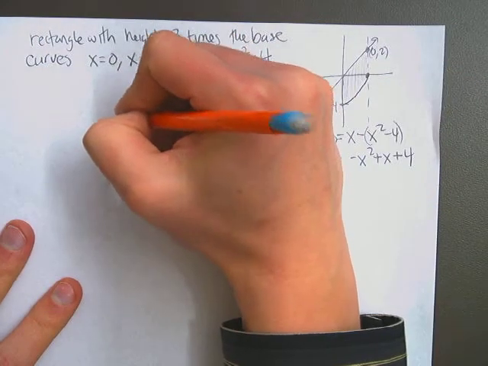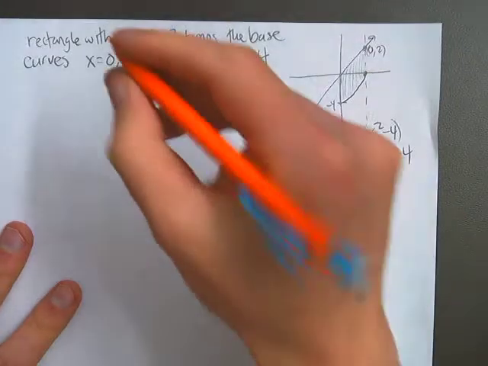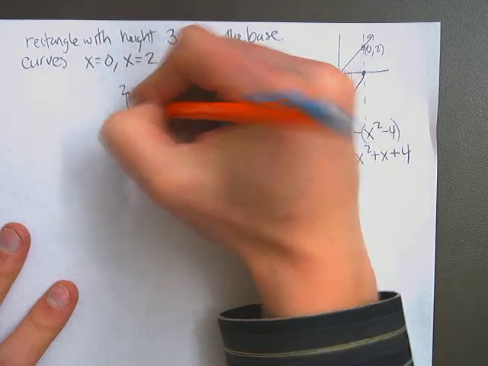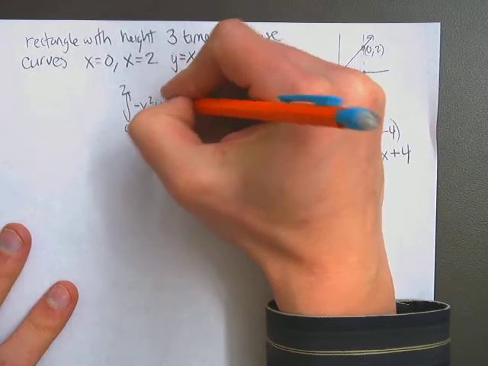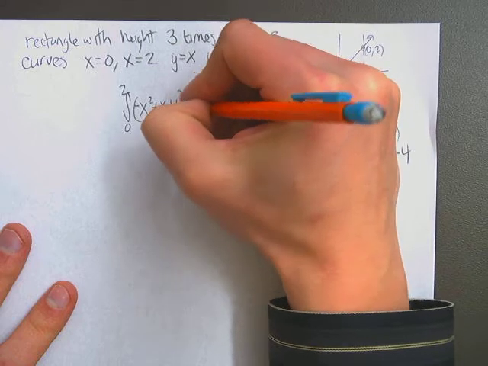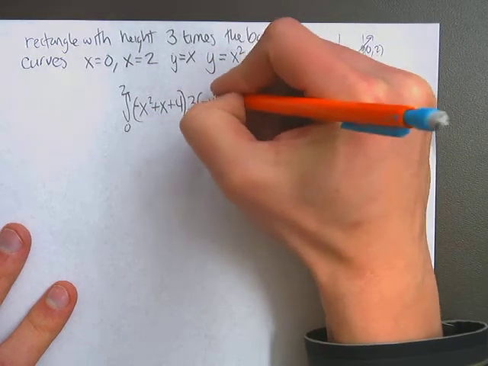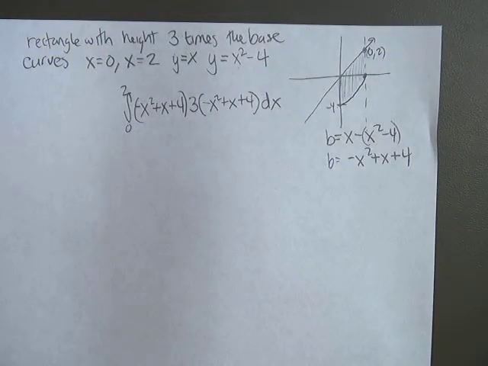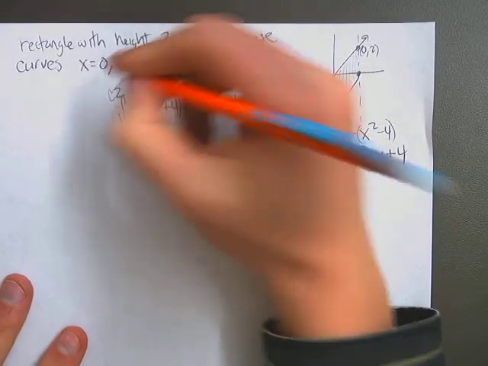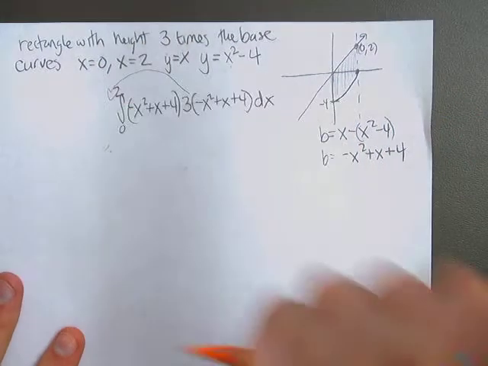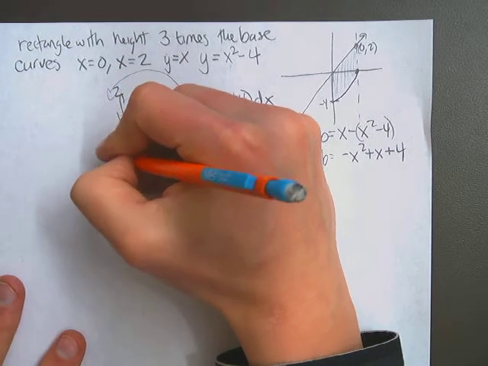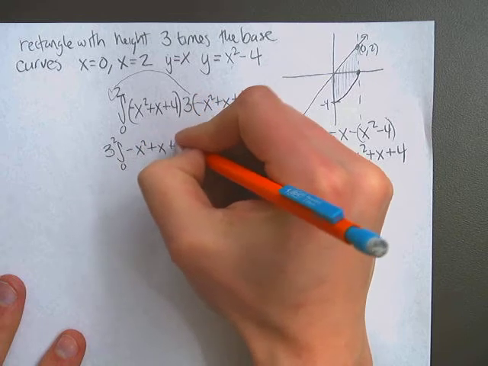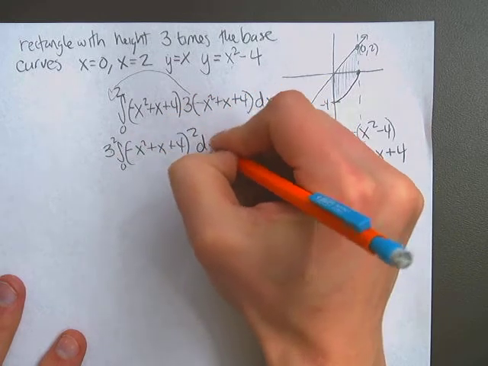All right, now that I have this, I can write my area equation. I am integrating from 0 to 2. My height is 3 times the base. I know what my base is. It's negative x squared plus x plus 4. And then I multiply by the height, which is 3 times negative x squared plus x plus 4 dx. That's it. I can pull the 3 out, no problem. And I just get 3 times the integral from 0 to 2 of negative x squared plus x plus 4 squared dx.